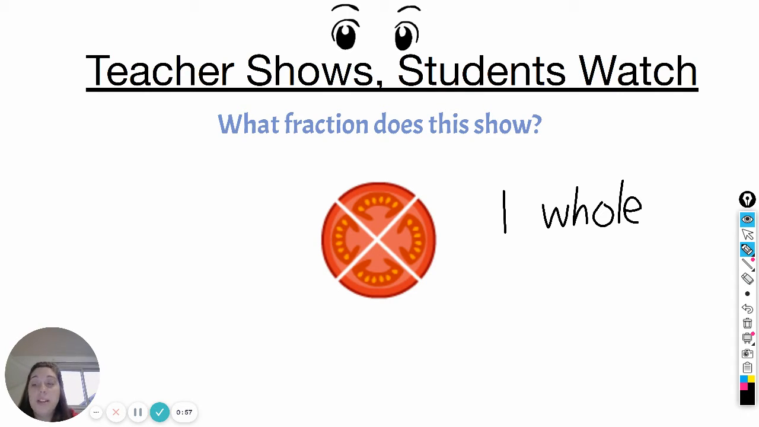But we want to figure out how many pieces it's broken into. Okay, so this is broken into 1, 2, 3, 4 pieces. So our denominator is 4. All 4 pieces are shaded because that's what we mean by one whole, is that they are all shaded. So 4 pieces are shaded out of 4 pieces altogether. So what fraction does this show? It shows the fraction 4/4.